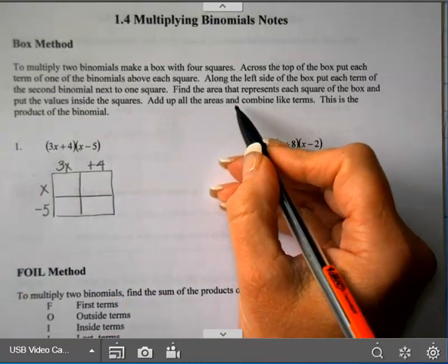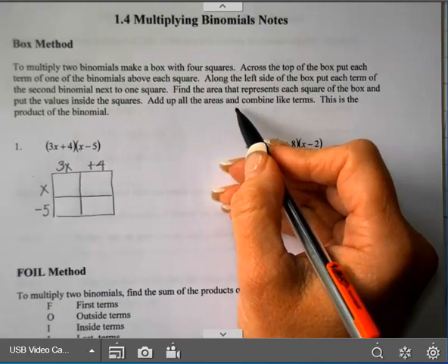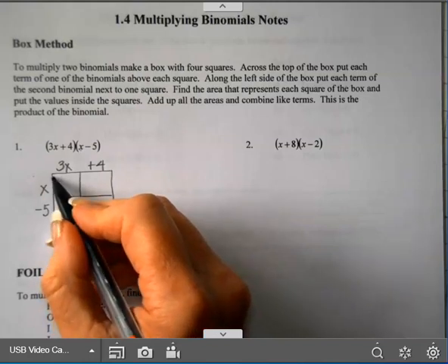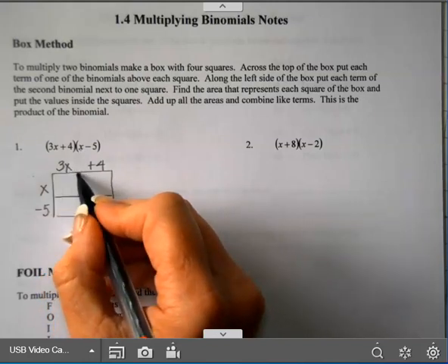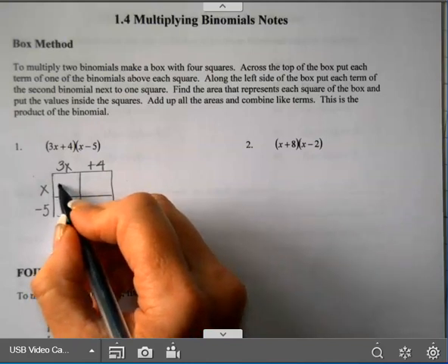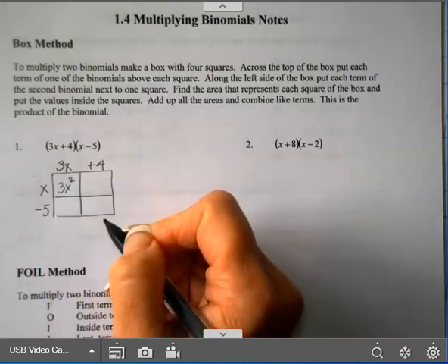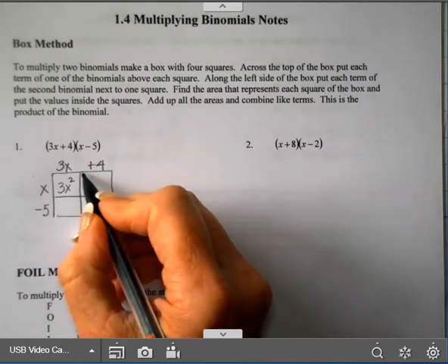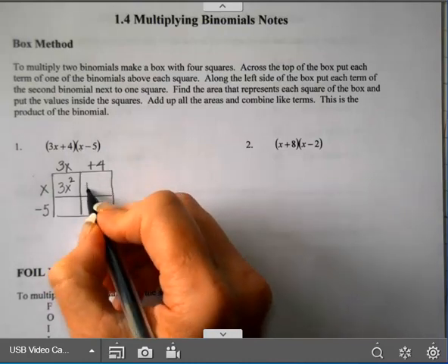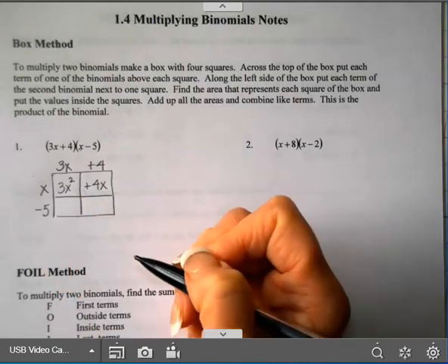And then you're going to find the area that represents each square of the box and put the value inside the squares. This first box, the length would be 3x, the width would be x, and when I multiply those to find the area, I get 3x squared. My next box, the length is 4, the width is x, so the area of this box, you multiply 4 and x together, you'll get 4x.